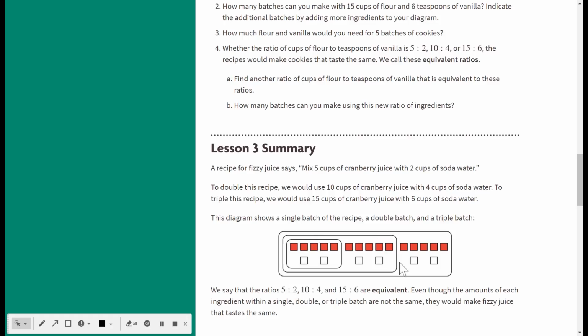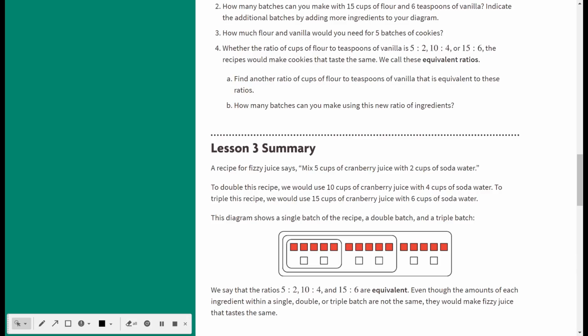They're breaking it into circles a little bit differently than I did before. It doesn't matter, both ways work. We say that the ratios 5 to 2, 10 to 4, and 15 to 6 are equivalent. Even though the amounts of each ingredient within a single, double, or triple batch are not the same, they would make fizzy juice that tastes the same.